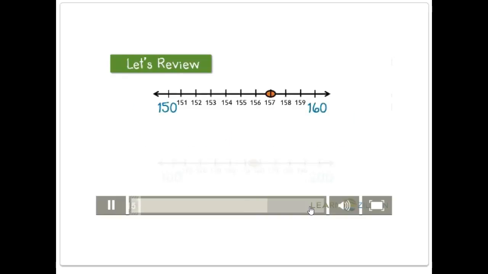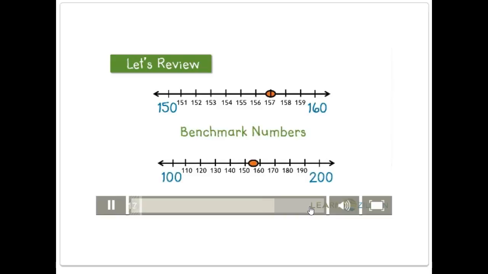First, let's review. A benchmark number is the number that lies on either side of a given number. On the top number line, 150 and 160 are the benchmark numbers for 157 when we count by tens. 157 is in between these two numbers. If we count by 100s, the benchmark numbers for 157 are 100 and 200.